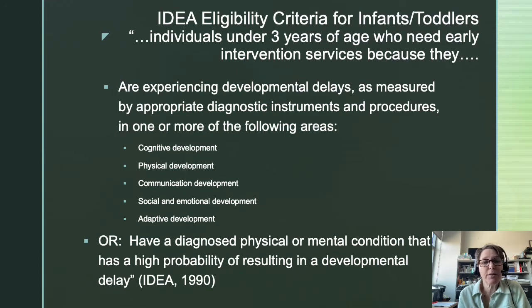Those areas of development that allow a child access for intervention are pretty broad as well, which is great. So delays in cognitive development, in physical or motor development, in communication, in social and emotional development, or in their overall adaptive skills and independence would all help them be eligible for additional supports.